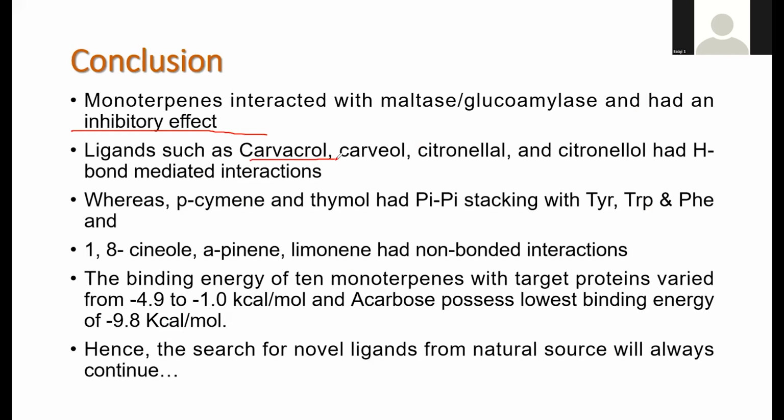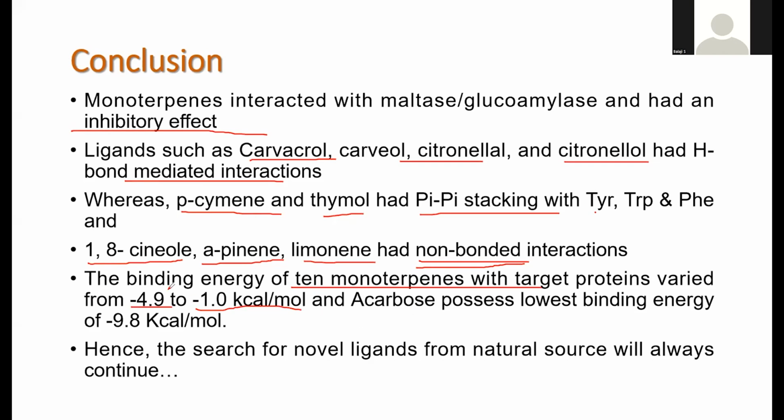But the ligands such as carvacrol, carveol, and citronellol have hydrogen bond mediated interactions, whereas p-cymene and thymol had pi-pi stacking with tryptophan, phenylalanine or tyrosine, and 1,8-cineol, alpha-pinene, and limonene. So only these three had non-bonded interactions. The binding energy of the around 10 monoterpenes which you have taken varied from minus 4.9 to minus 1 kilocalorie per mole. So there were differences in binding energy, which can be contributed by the bonding or non-bonding kind of interactions.